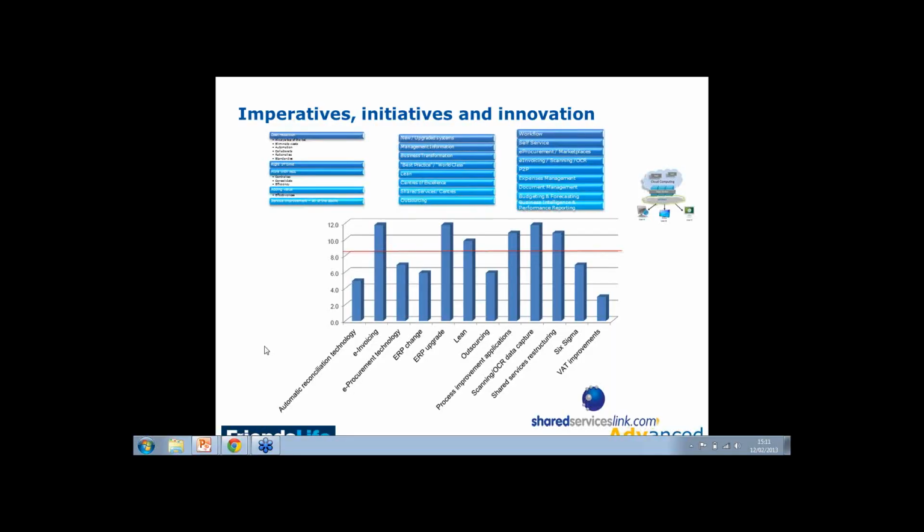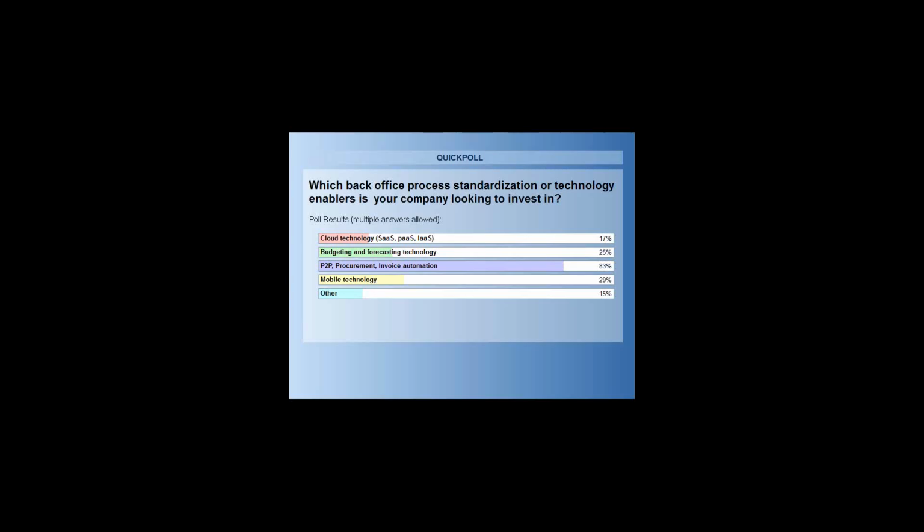Let's have a look at the results coming up on your screen now. There is an out-and-out clear winner here at 83%, looking at purchase to pay, procurement, invoice automation technology enablers. So that's a clear winner there, head and shoulders above the rest. And interestingly, 17% of you are specifically looking at cloud technology and SaaS-based technology, with budgeting and forecasting technology and mobile technology coming in at the 20s. So interesting results. Back to you, please, Phil.